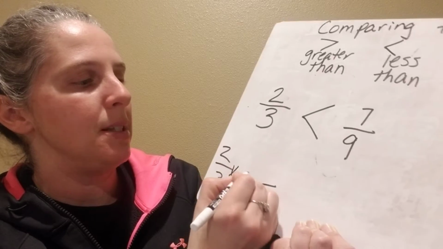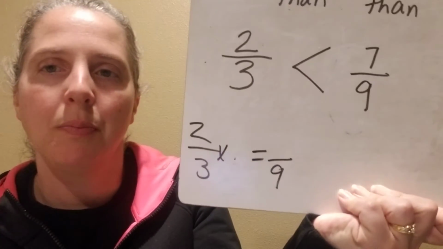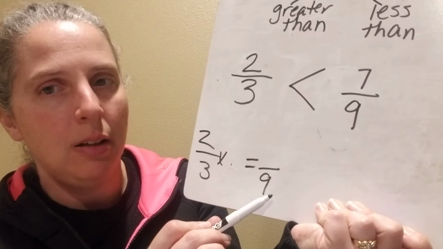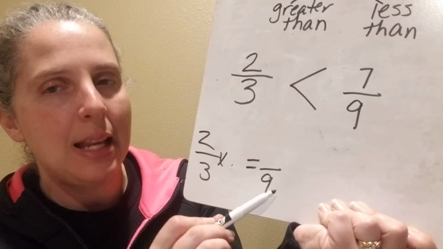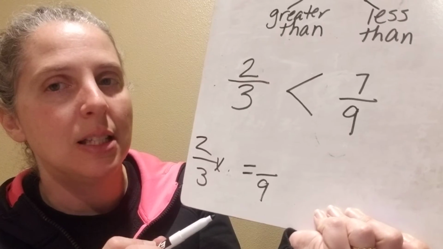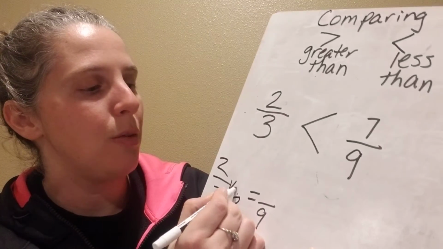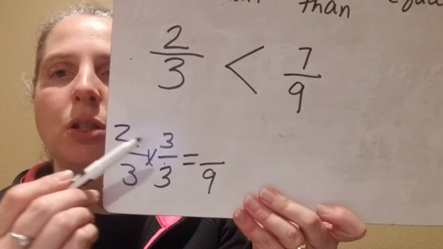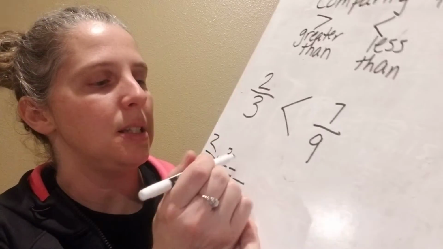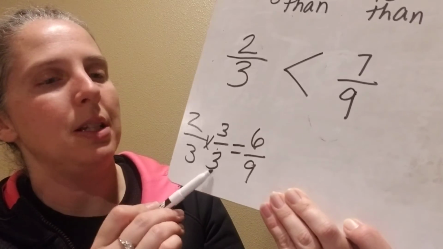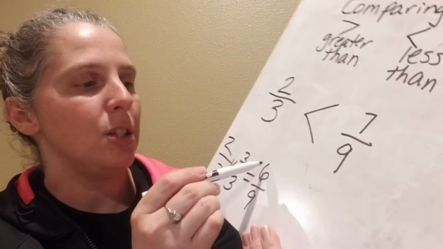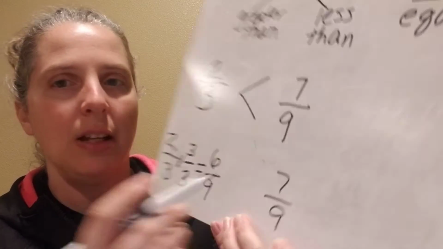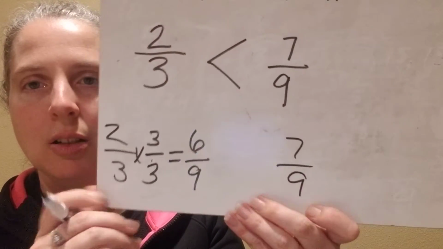We have to multiply it by something. Okay, 3 times what is 9? Say it out loud. And 9 divided by 3 is, same number, 3. Multiply the top and the bottom by that. 2 times 3 is 6. And 3 times 3 is 9. This is our new fraction: 6/9 and 7/9. Which one's larger?